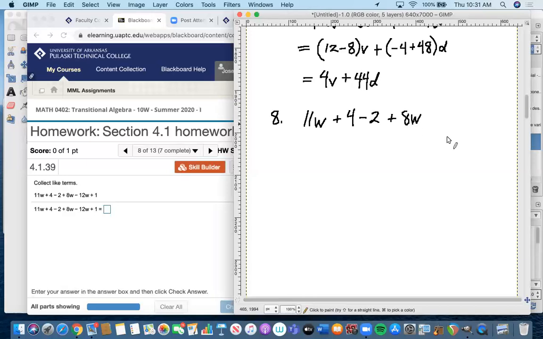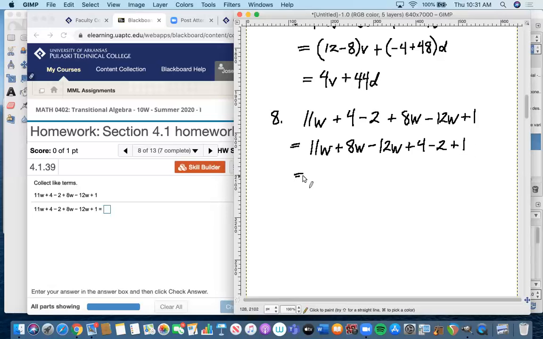Okay, so we've got 11W plus 4 minus 2 plus 8W minus 12W plus 1. Let's write all the W terms together. So that's 11W plus 8W minus 12W. And then let's write all these constant terms together, so then plus 4 minus 2 plus 1.